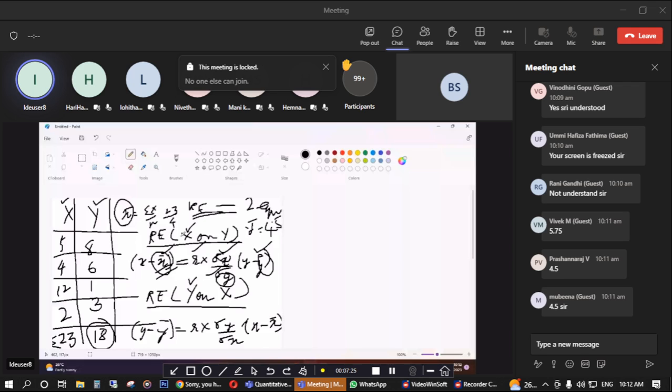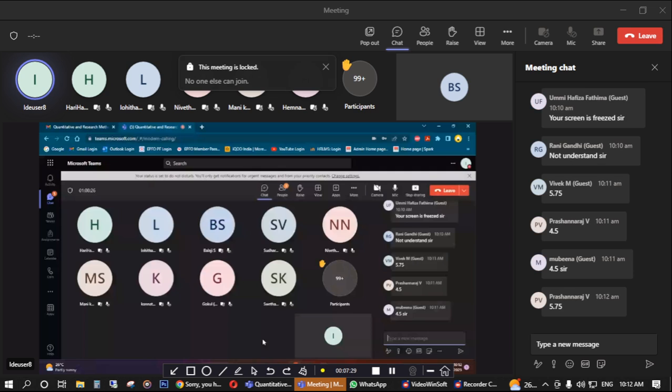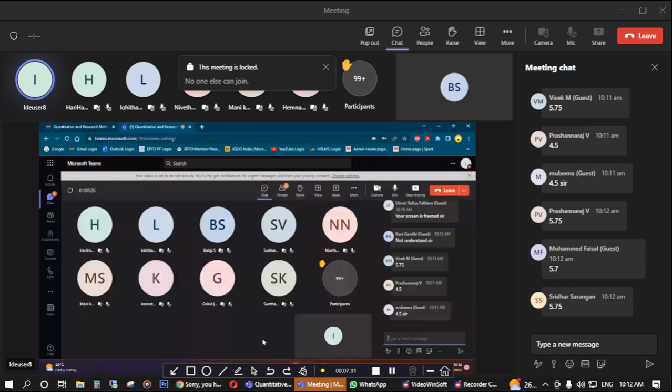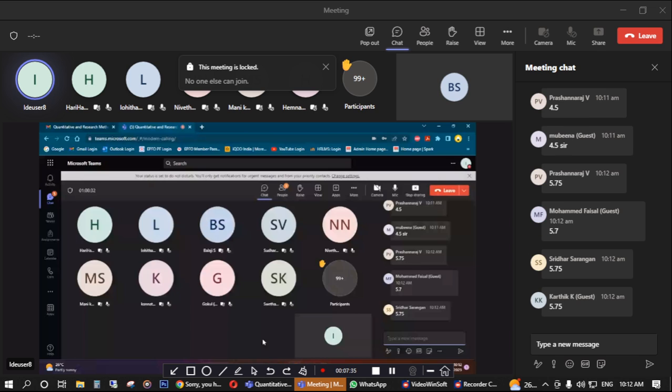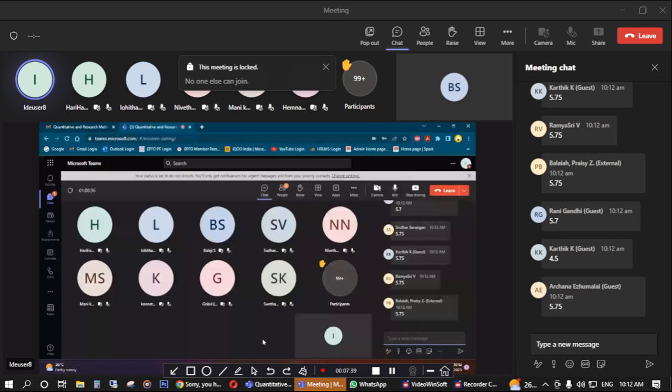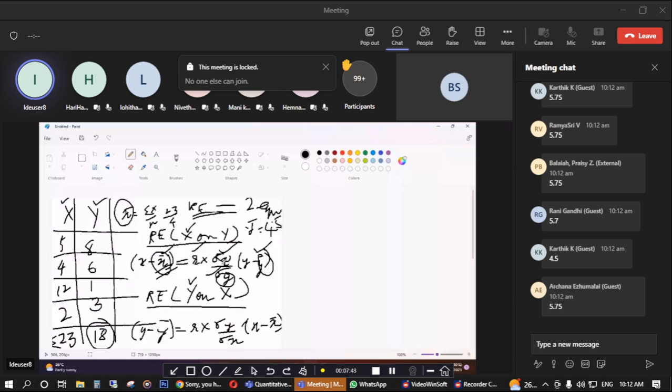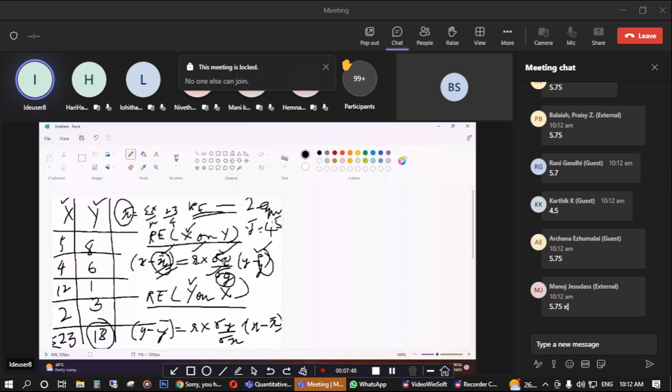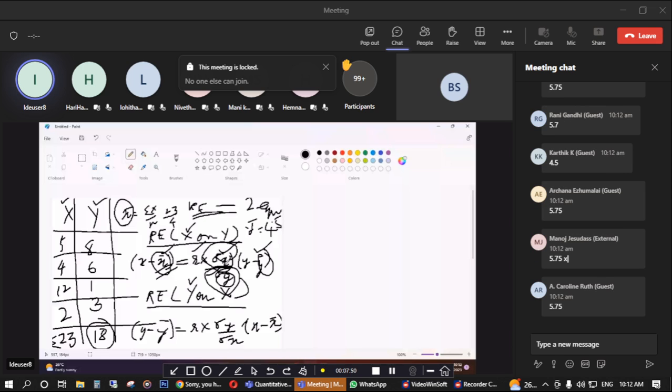What is the value of x bar? Yes, 4.5. Okay, 4.5 and 5.75. Now you have got the value of x bar and y bar. Now go ahead and solve for sigma x and sigma y. What is the formula?